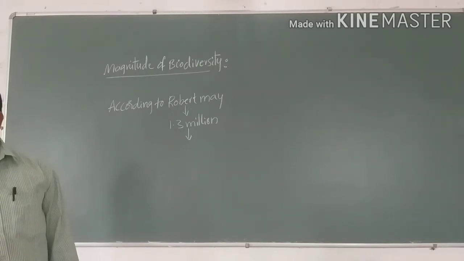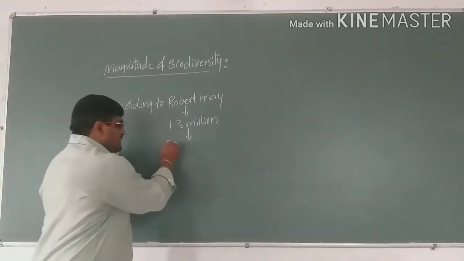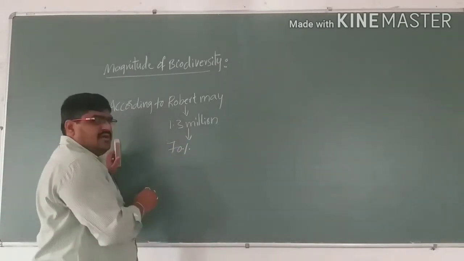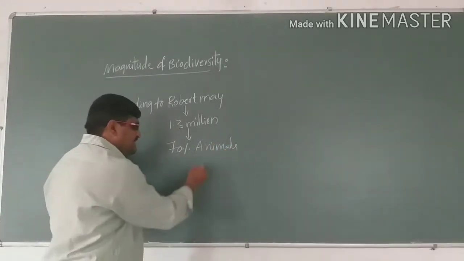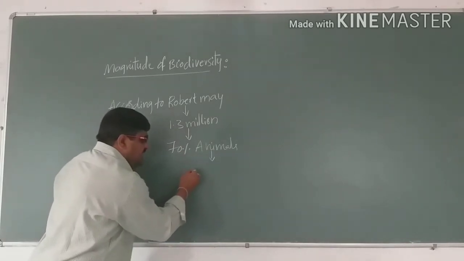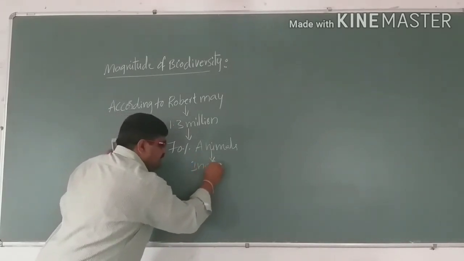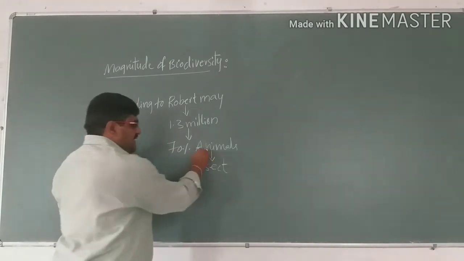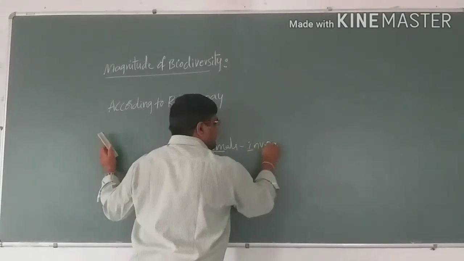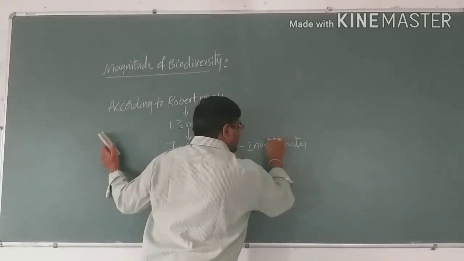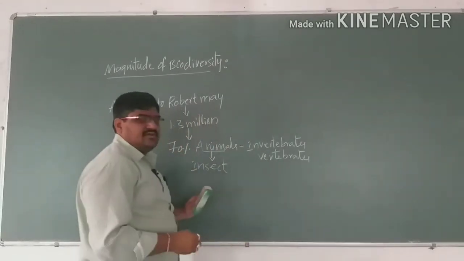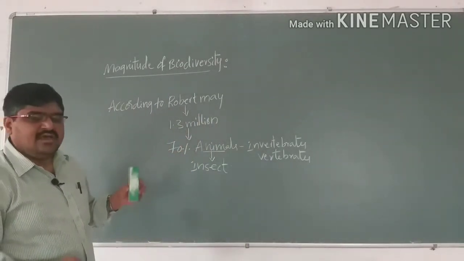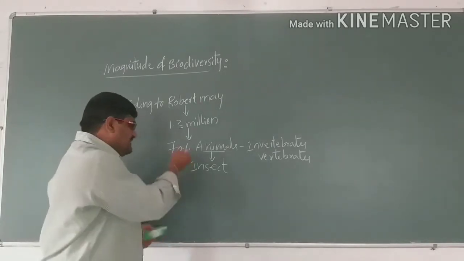He says that about 70% of the species present on Earth are animal species. In these animals, the insects are the most numerous. Animals include invertebrates as well as vertebrates, that is amphibians, reptiles, as well as insects and arthropods. All these are present in these 70% of animals.